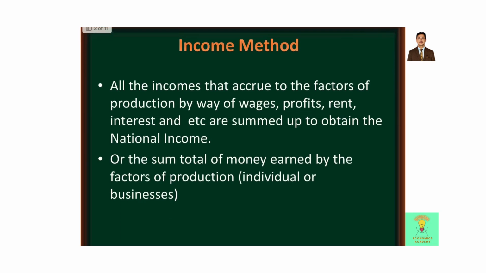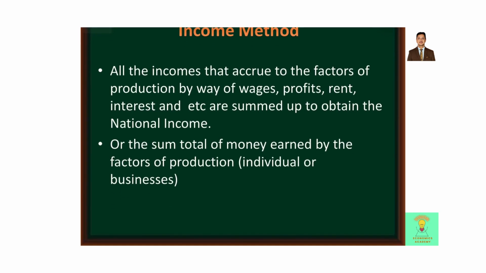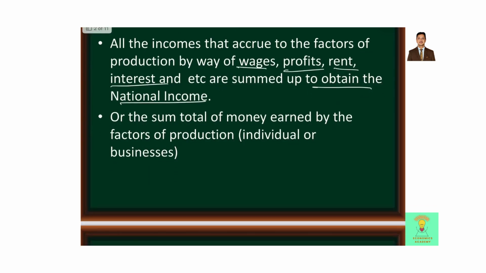Let's get started. According to this method, all the incomes that are paid to the factors of production by way of wages, rent, profit and interest are summed up to obtain the national income. So whatever income is paid to the factors of production for its factor services, all these are summed up to obtain the national income. So we can also say it is the sum total of money earned by the factors of production, both individuals or businesses.